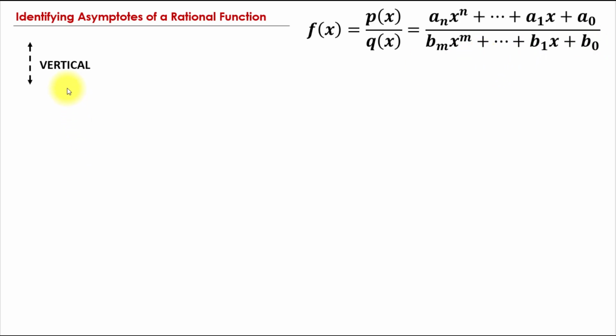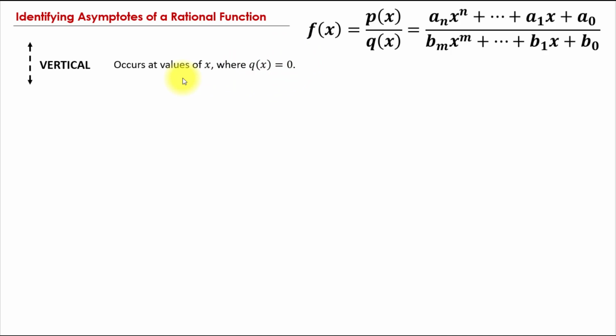Let's start with a vertical asymptote. It occurs at values of x where q of x equals 0. q of x is the polynomial in the denominator of a rational function, and all values of x that make it 0 will be the places where the graph has its vertical asymptotes. And of course, to find those values of x, we just have to solve this polynomial equation.